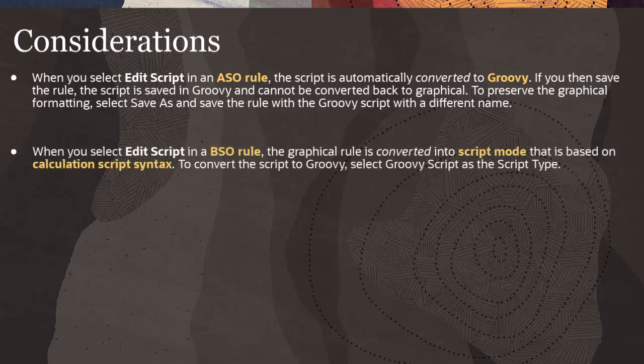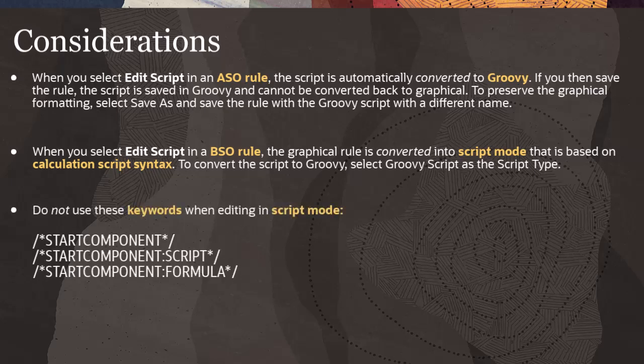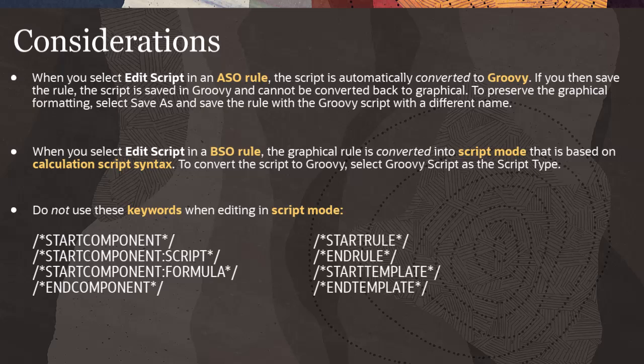When you select Edit Script in a BSO rule, the graphical rule is converted into script mode that is based on calculation script syntax. To convert the script to Groovy, select Groovy Script as the script type. Do not use these keywords when editing in script mode. Start component, end component, start rule, end rule, start template, and end template.